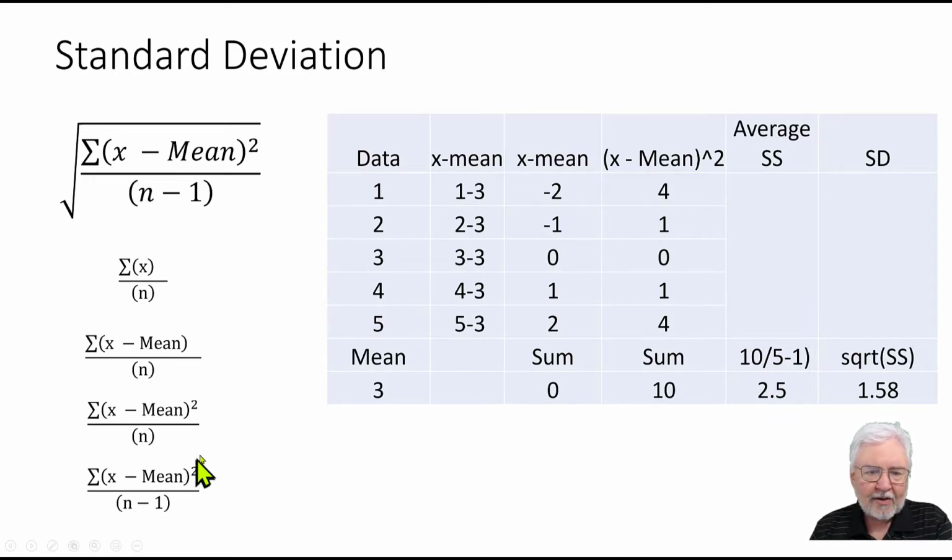But now that's a squared deviation. We want the actual deviation, so we take the square root. And we call that the standard deviation. And that, in this case, is 1.58.